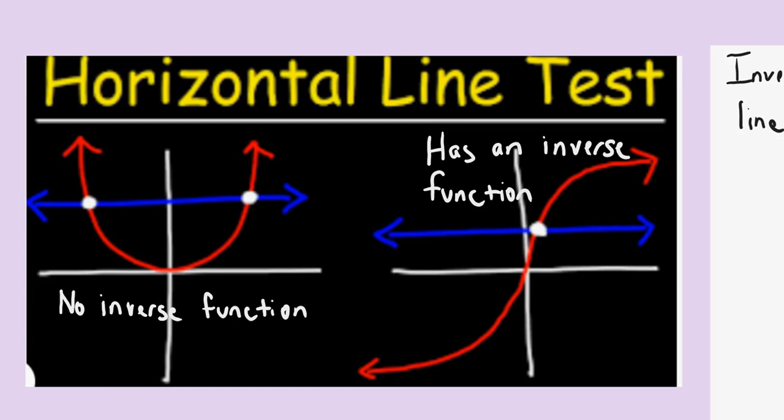So on the left-hand side, that looks like a quadratic equation. We have no inverse function. It doesn't pass the horizontal line test. That horizontal line intersects the equation at 2 points. So it did not have an inverse function.